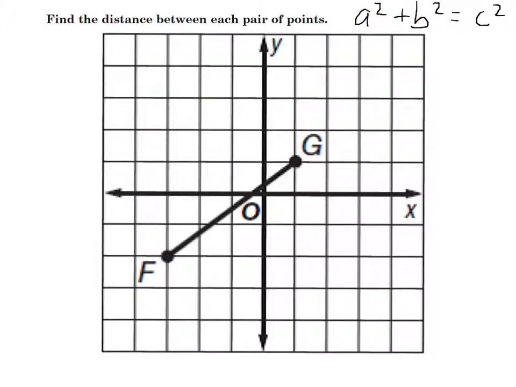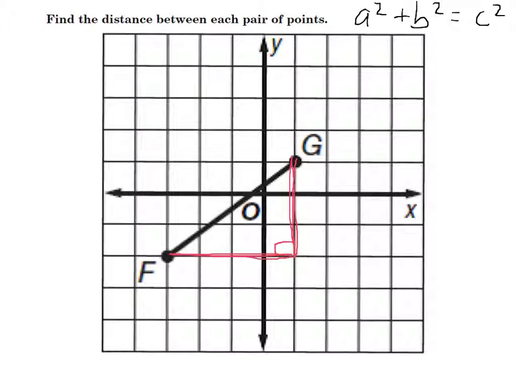But let's start by making a right triangle between these 2 points, F and G. I need a horizontal leg, so that can follow this grid line right here, and a vertical leg right here. And that creates a right triangle. Now, calculate the distances along those legs.